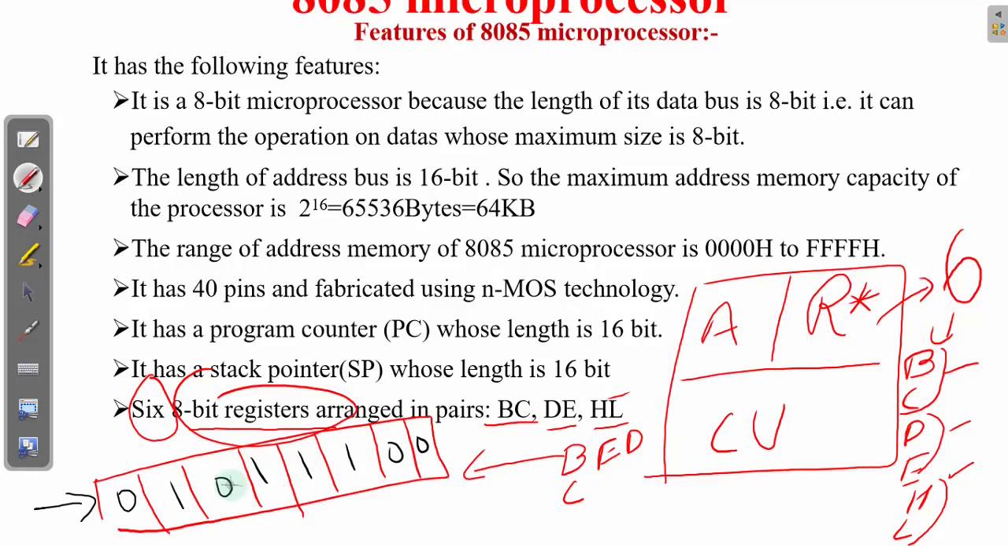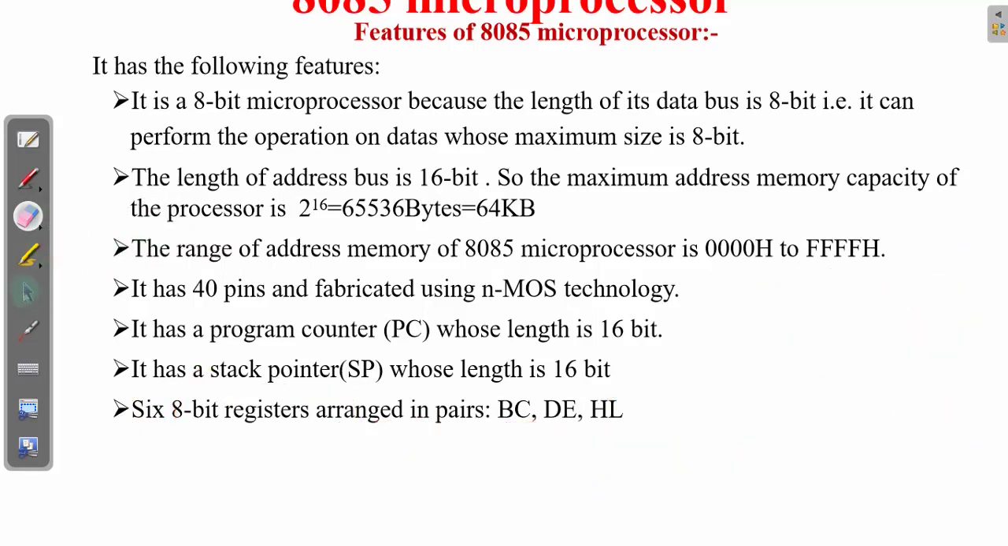I hope I am clear. Keep in mind, in one block you can keep only 0 or 1. You cannot keep both like this. See, this is wrong. In one bit you cannot keep both. Either you keep 1 or you keep 0. You have to keep that in mind. I hope everyone has understood what six registers means and what 8-bit registers means. Okay, let's move forward now.